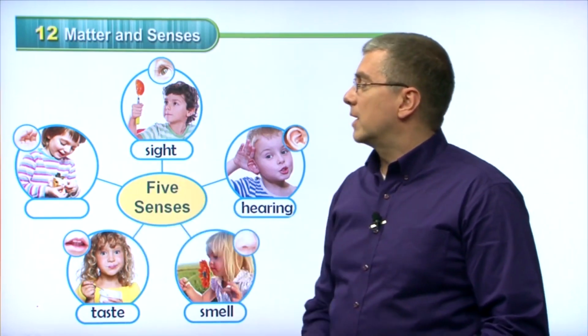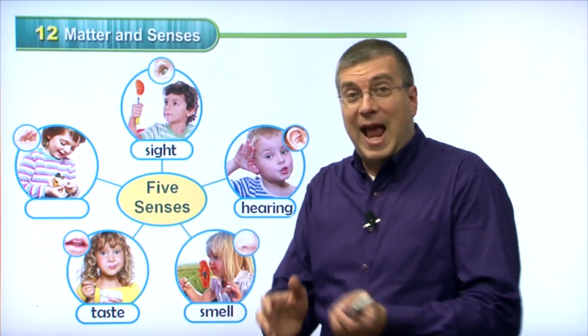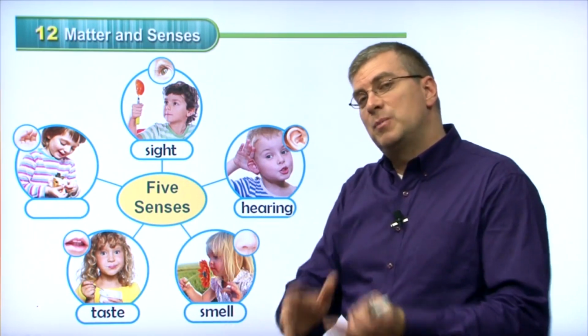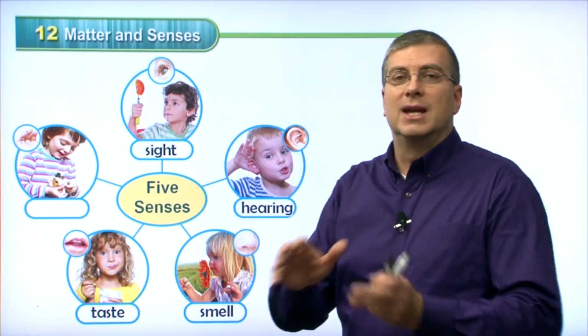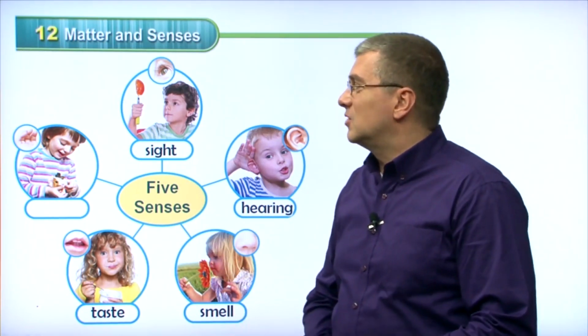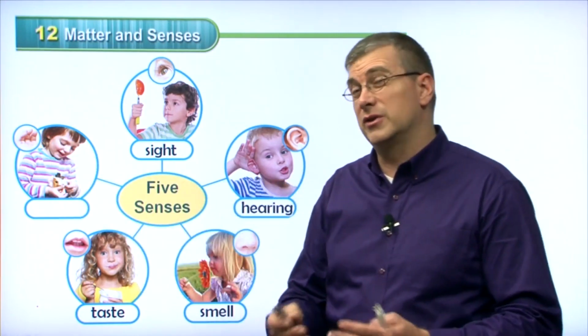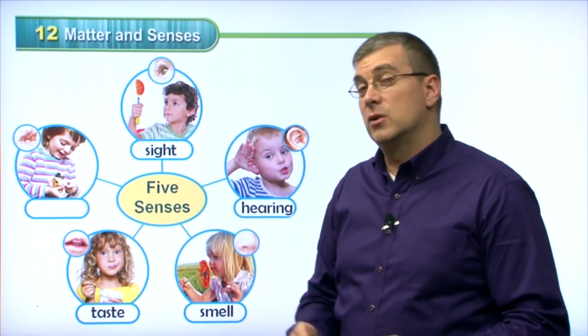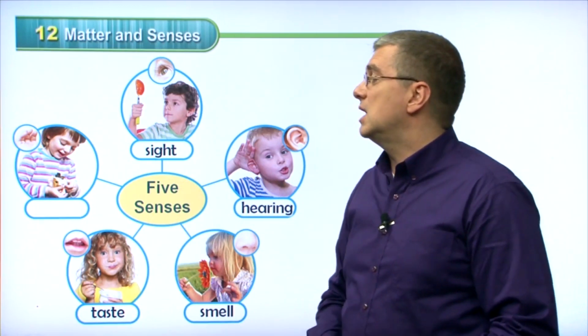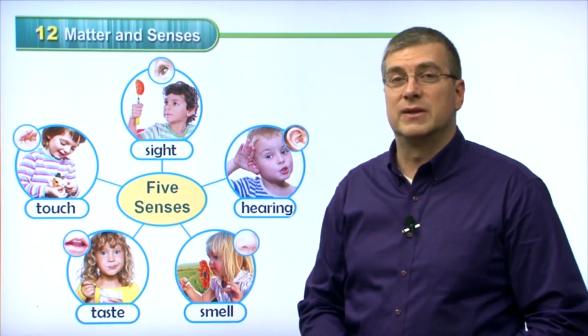Okay, finally over here, this girl has a pet hamster in her hands and she's petting the fur. It's very soft and it's warm. And what sense is she using? She's using her fingers, her skin, to figure this out. So what sense is she using? She is using her sense of touch.